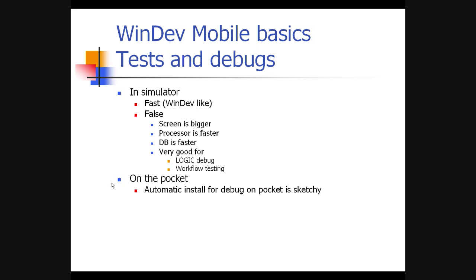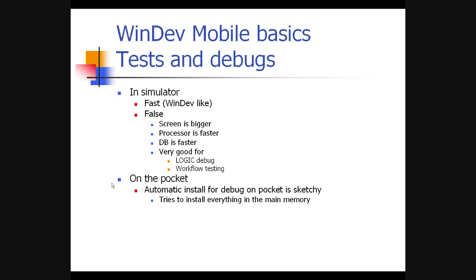But now you have a problem. Automatic install for debug on Pocket is sketchy. As I told you, in the Go menu you have the choice to automatically test on the device. And for that, WebDev is trying to automatically install everything that is needed on the device. The main problem with that is that it tries to install everything in the main memory, and you only have 64 megabyte memory.